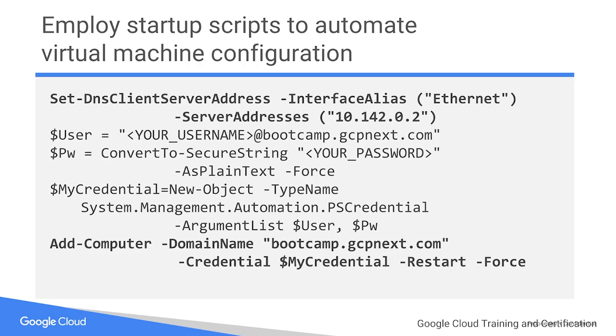It's common to configure your Google Compute Engine Windows virtual machines using startup scripts. Startup scripts can either run once on the first boot in system preparation or on every boot, and can be written as batch, command, or PowerShell scripts. This example shows a PowerShell script that could be used to automate connecting a Windows Compute Engine instance to an Active Directory domain.